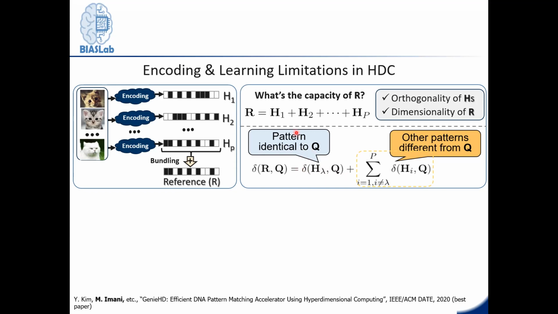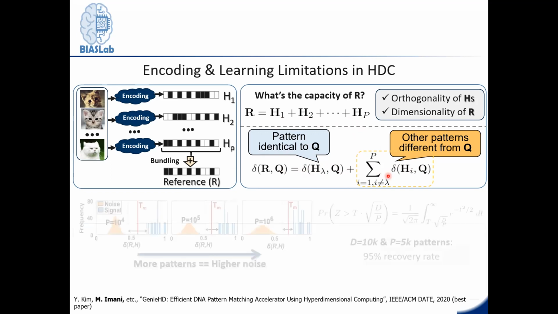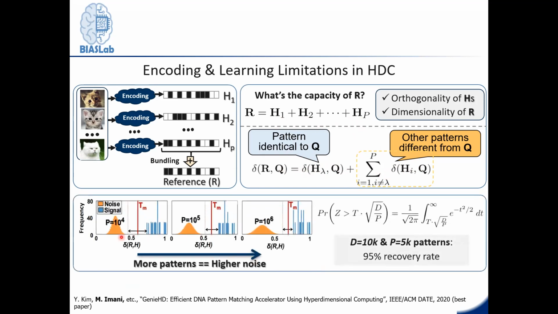Think about Q being H1. I would have a term which is H1 and H1. The cosine similarity will be 1, and I would have a lot of noise because these H's are nearly orthogonal. As you can see in the bottom figure, the orange distribution, which is Gaussian, is showing the noise. You can see the noise becoming wider when we store more patterns into a hypervector. P is increasing, you can see here. It means that we have more terms stored in the R memory.